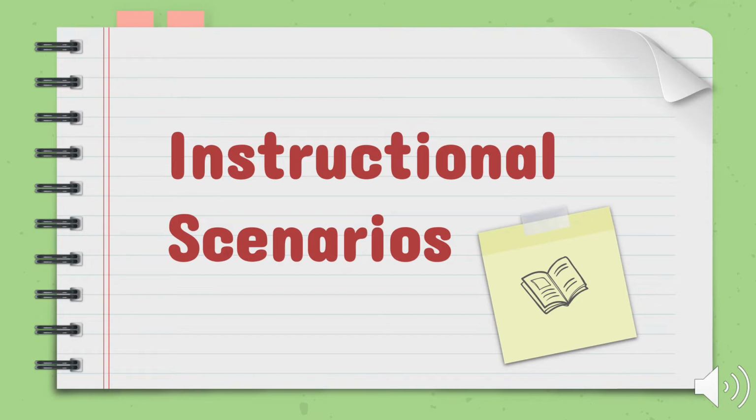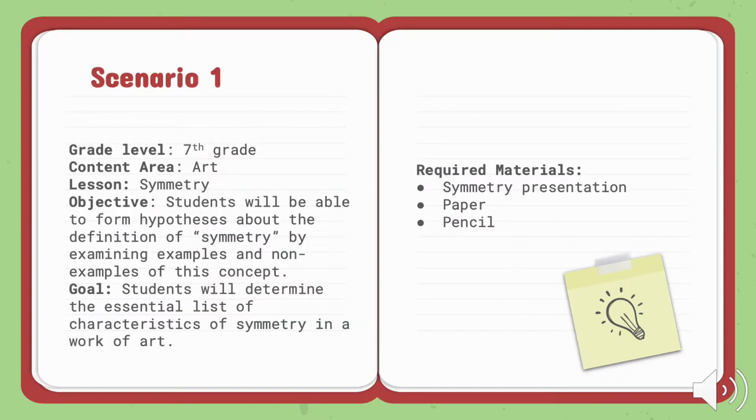Okay, so let's look at some instructional scenarios. In this lesson, a 7th grade art class is going to learn about the concept of symmetry in works of art. So the goal is that they will be able to determine the essential list of characteristics of symmetry in a work of art. The teacher needs to have a presentation of examples and non-examples of works of art.